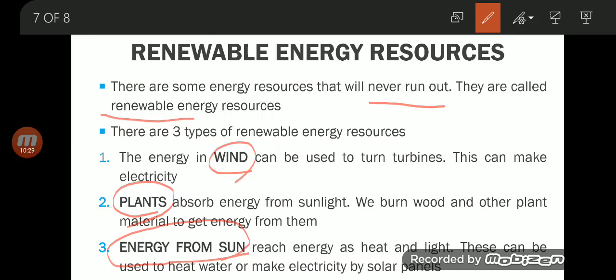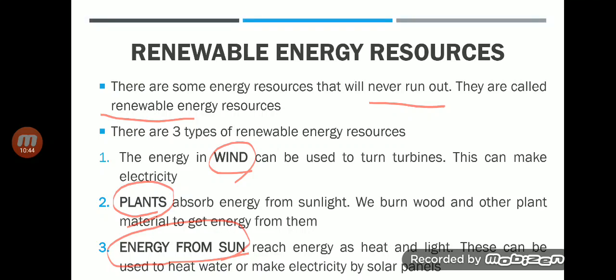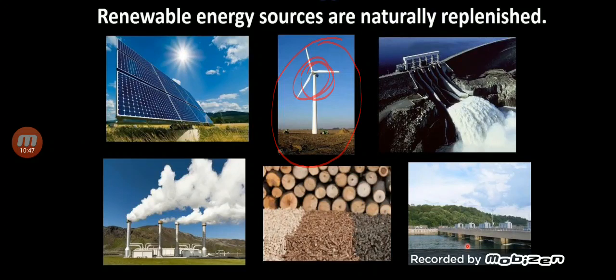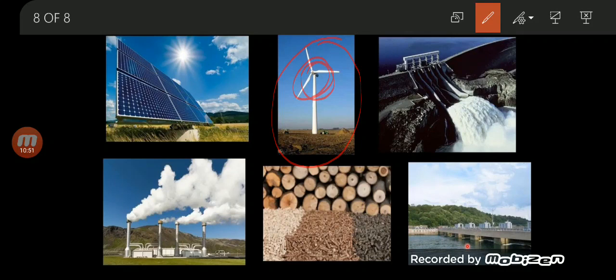Energy from the sun reaches us in the form of heat and light, and these can be used to heat water or make electricity by solar panels. Now look, these are renewable energy resources. Number one, look here, the energy from the sun is a renewable energy resource. It is making electricity with the help of solar panels.